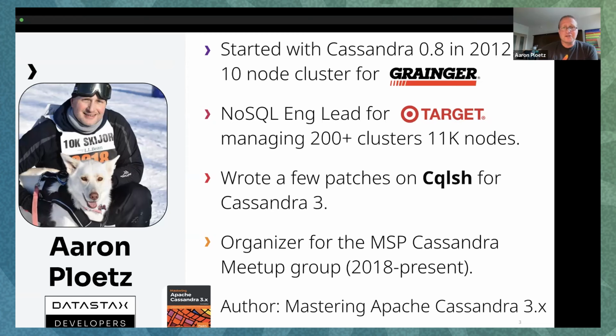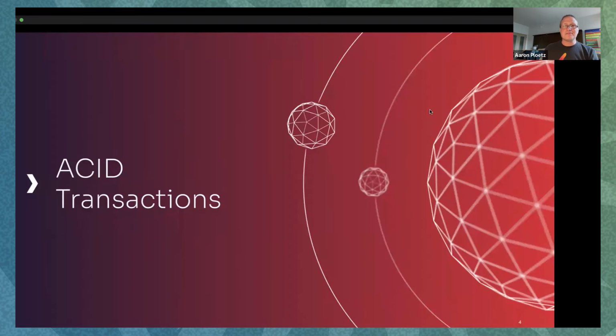I actually have contributed to Cassandra, although not in a really long time. But there were a few things that annoyed me about CQL shell that I wrote patches for that made it into Cassandra 3. So it's been a little bit. I'm one of the organizers for the Minneapolis St. Paul Cassandra meetup group. And I've also done a little writing in the Cassandra space. The 3.0 version of Mastering Apache Cassandra is mine. Actually, I was the lead author on that. I suppose worth mentioning now I'm a developer advocate for DataStax. So there we go.